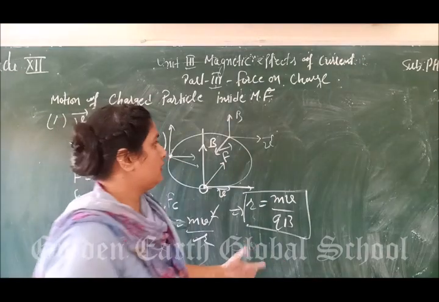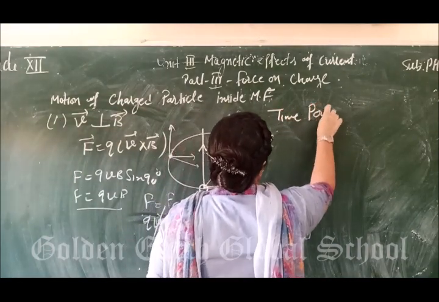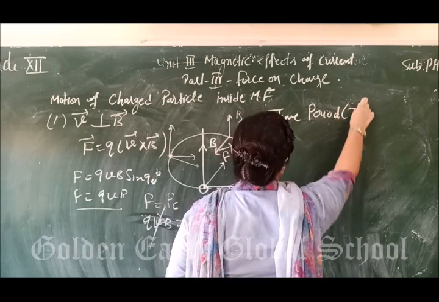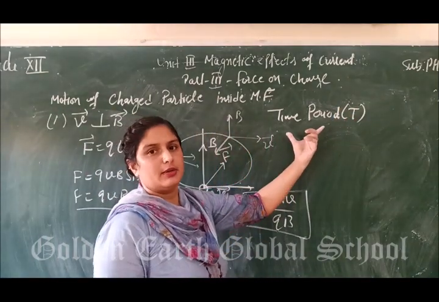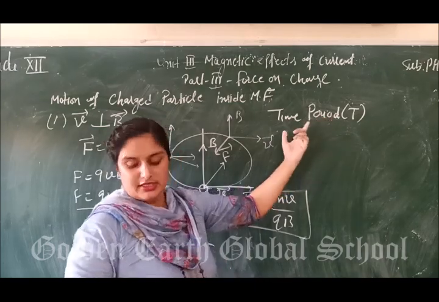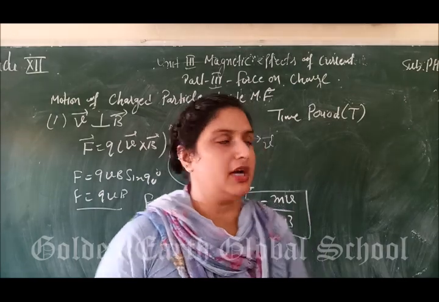Now next you can calculate the time period. Time period is represented by capital T. Time period is the time taken by the particle to complete its circular trajectory or its complete circular path.